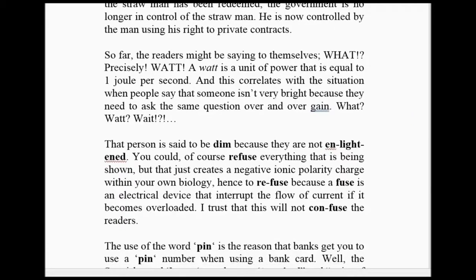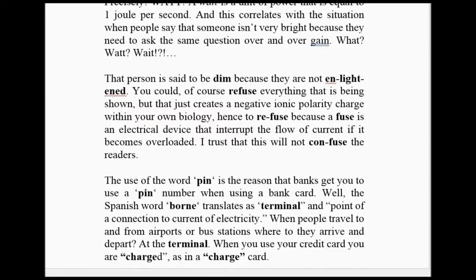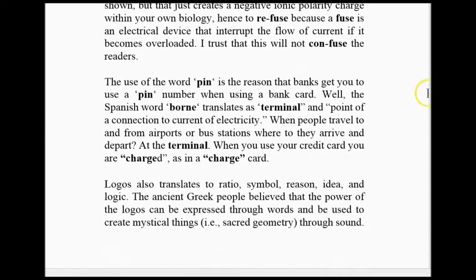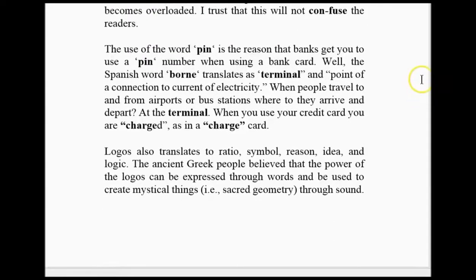Precisely, watt. A watt is a unit of power that is equal to 1 joule per second. And this correlates with the situation when people say someone isn't very bright because they need to ask the same question over again. What? What? Wait. That person is said to be dim because they are not enlightened. Dim-wit. You could, of course, refuse everything that is being shown, but that just creates a negative ionic polarity charge within your own biology. Hence, to refuse, because a fuse is an electrical device that interrupts the flow of current if it becomes overloaded. I trust this will not confuse the readers.